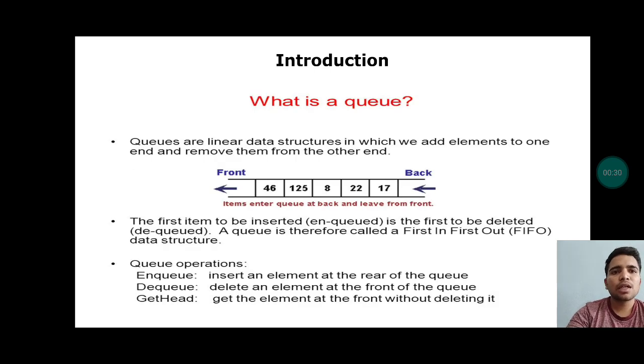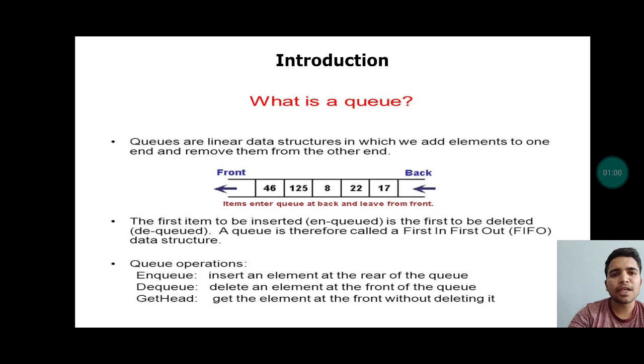Introduction: a queue is a linear data structure in which we add elements to one end and remove them from the other end. Items enter the queue at the back and leave from the front. The first item to be inserted is the first to be deleted. A queue is therefore said to have the first in first out, FIFO, property.